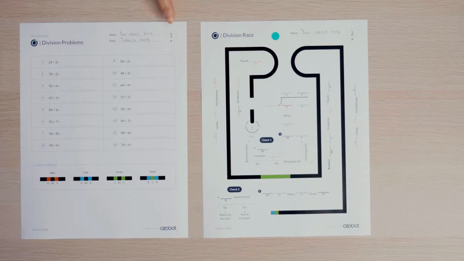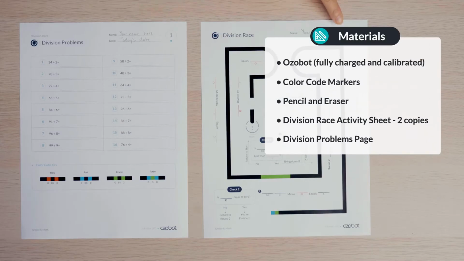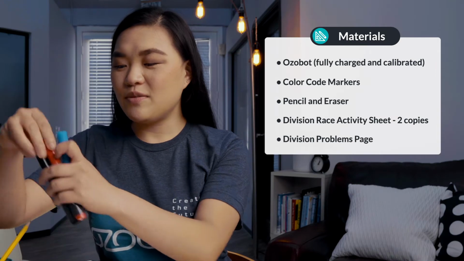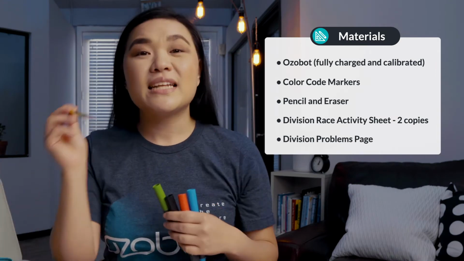I hope you enjoy racing because in today's lesson, you will be racing your Ozobot while completing long division problems. Let's get racing. For this lesson, you will need your division race activity sheets. Make sure to have both pages, your color code markers, and a pencil with an eraser. In today's lesson, you will be able to complete all the steps in a long division problem.